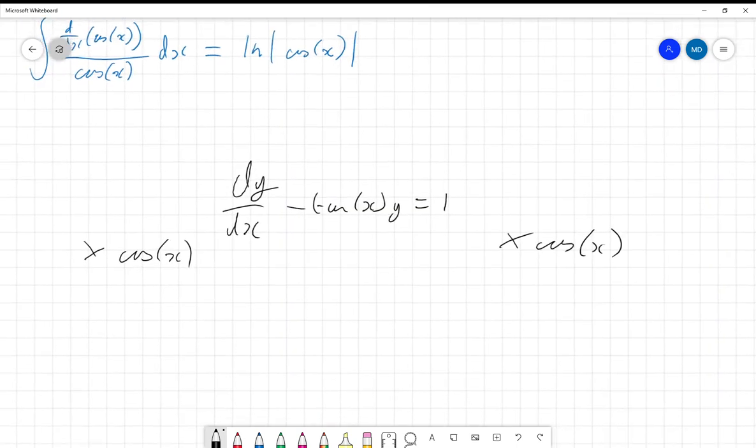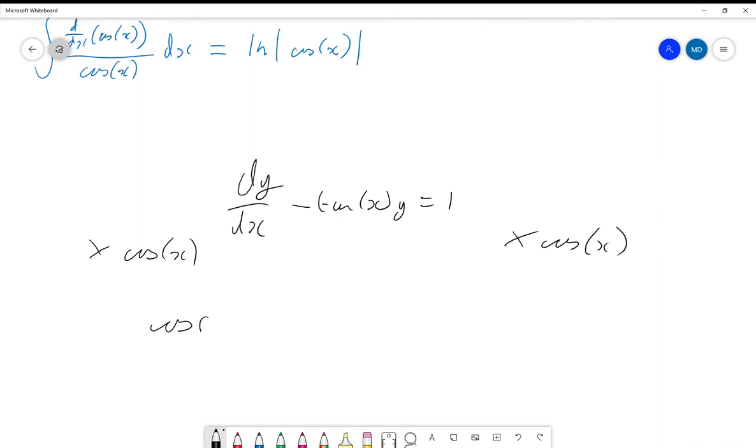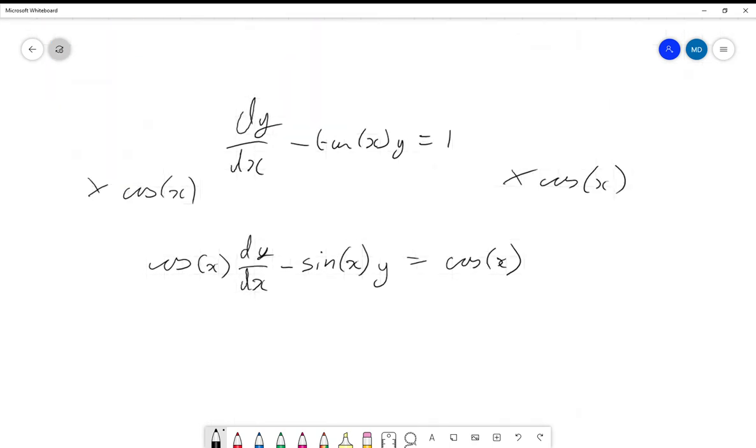And that will give me cosine x dy by dx minus tan multiplied by cosine is sine y is equal to cosine of x. And now I need to integrate both sides, and we'll see what we get. Well, the right hand side is easy. Cosine integrates to sine plus c.